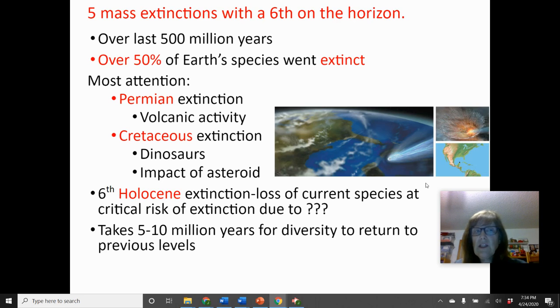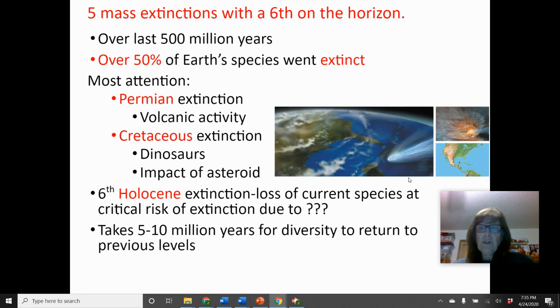And again, most of the attention is given to the Permian extinction due to a lot of volcanic activity. And then a lot of attention is given to that Cretaceous extinction with the impact of that asteroid and the extinction of the dinosaurs. Now, the 6th mass extinction that is predicted is called the Holocene extinction. And the prediction is that there's going to be a loss of current species at a critical risk of extinction.